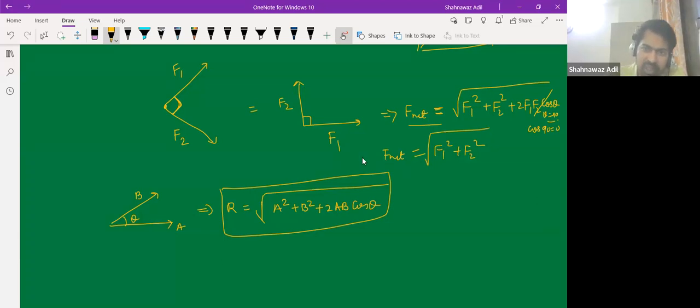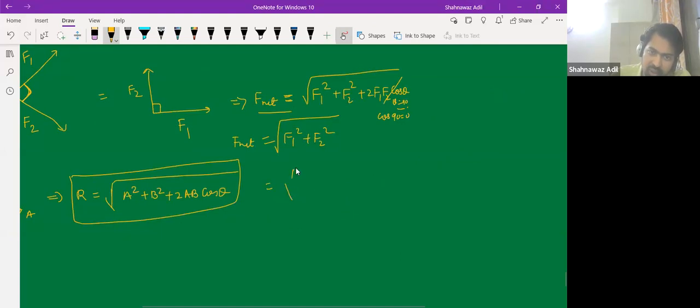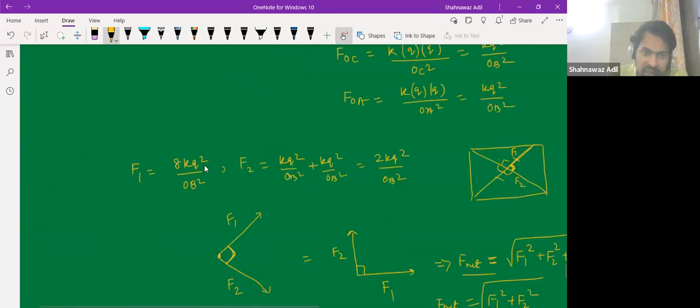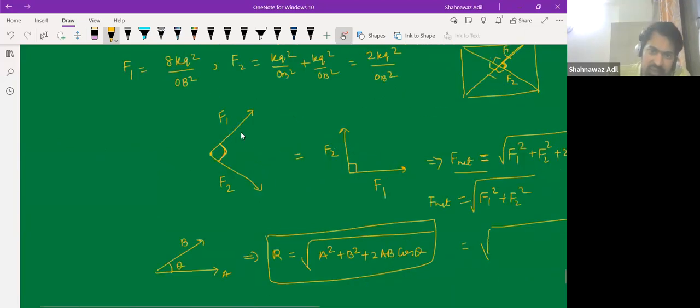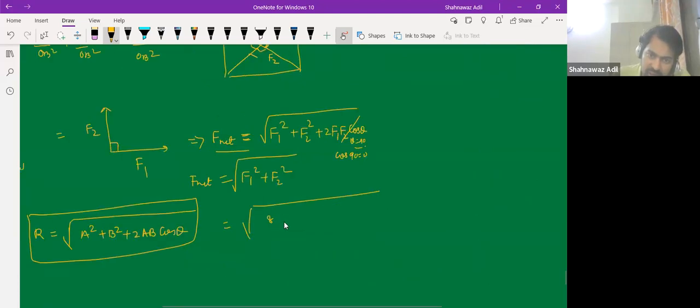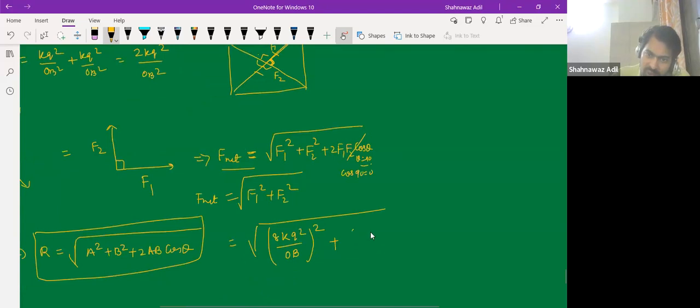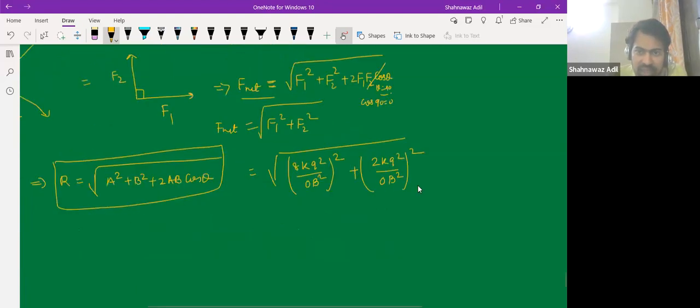So now let us find out what would be the magnitude. F1 is how much? F1 is 8KQ square by 4B square, and then whole square, plus what is in here? 2KQ square by 2B square. These are F1 and F2. Is that clear?